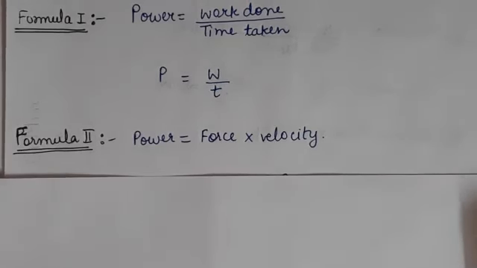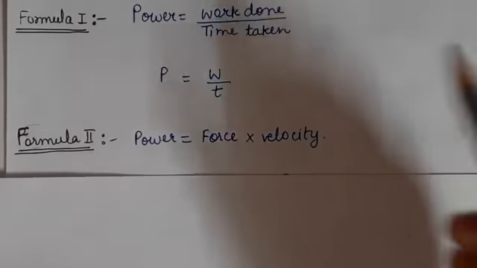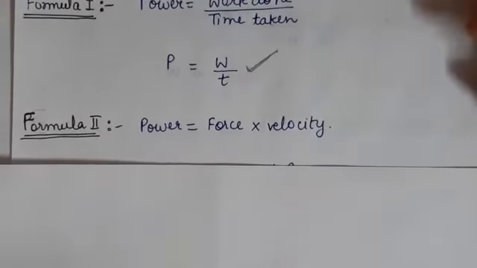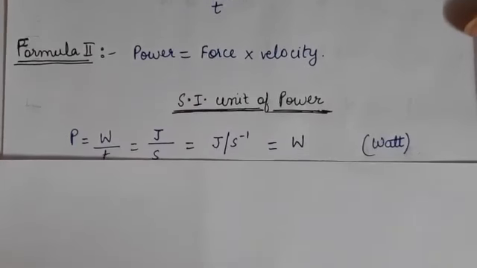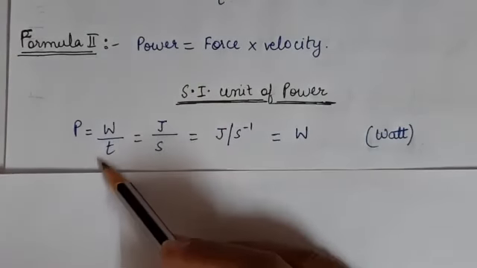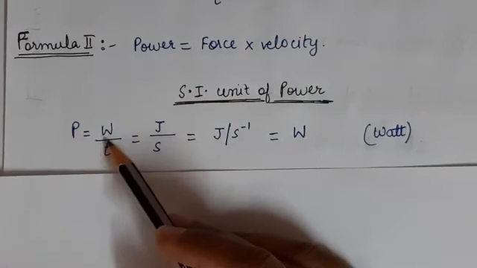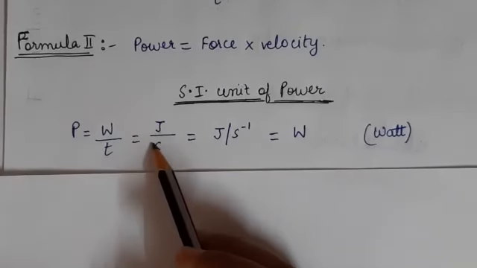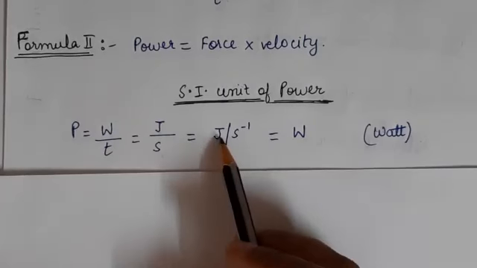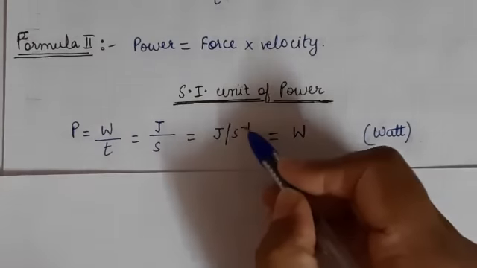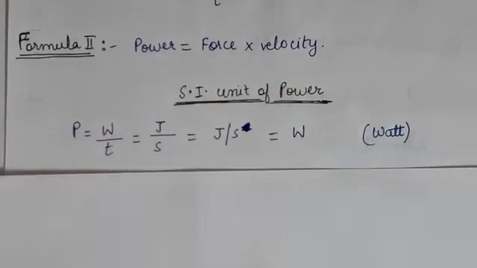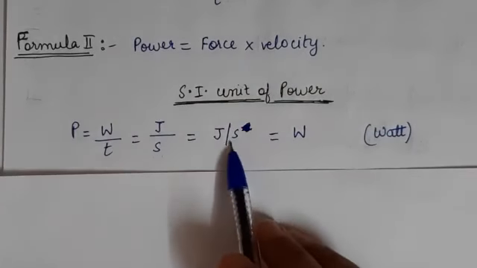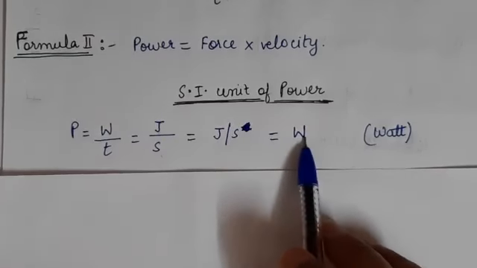Now, what is the SI unit of power? You can derive from this. Power is work done upon time taken. Right? Now, what is the unit of work in SI unit? It is joule. And time we take in second. So, joule divided by second, joule per second. And this we write as watt.